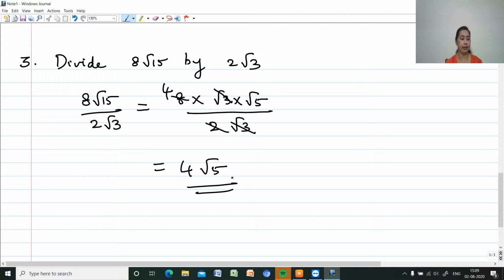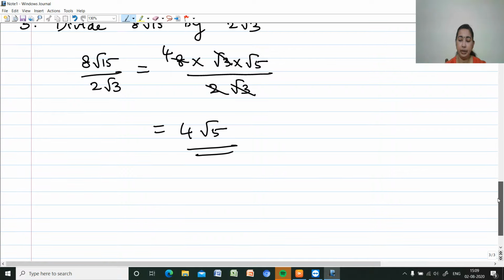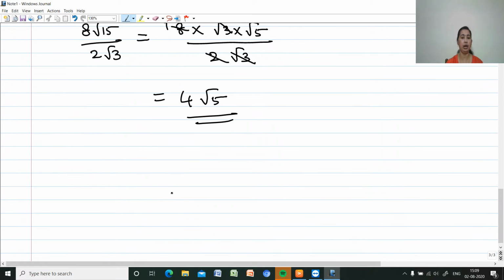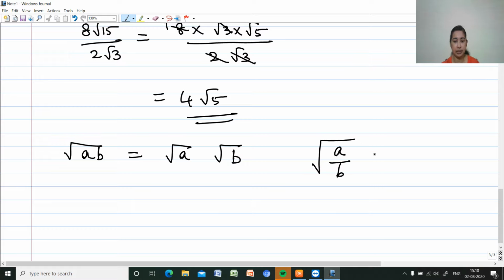Then moving on to the next question. Before moving on to the next one, I need to tell you how we are multiplying two positive real numbers. Let root of a into b. What is the meaning of this? Root of a into b means it is root a into root b itself. Then root of a by b means it is root a divided by root b.